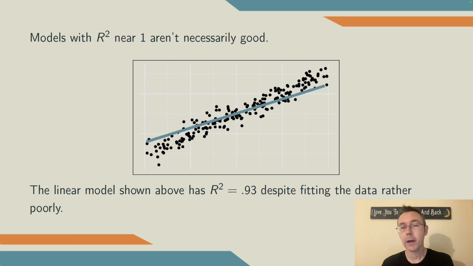Here's one showing you that models with r squared near 1 aren't necessarily good models. Here we have a data set that does not have a lot of variability. If you know the x value, it's pretty easy to predict the y value with a fairly high degree of certainty. But obviously the line that I've drawn over this is not a good fit. But just because the data doesn't have a lot of variability in it, if you compute the r squared value here, you get 0.93, which is very high.